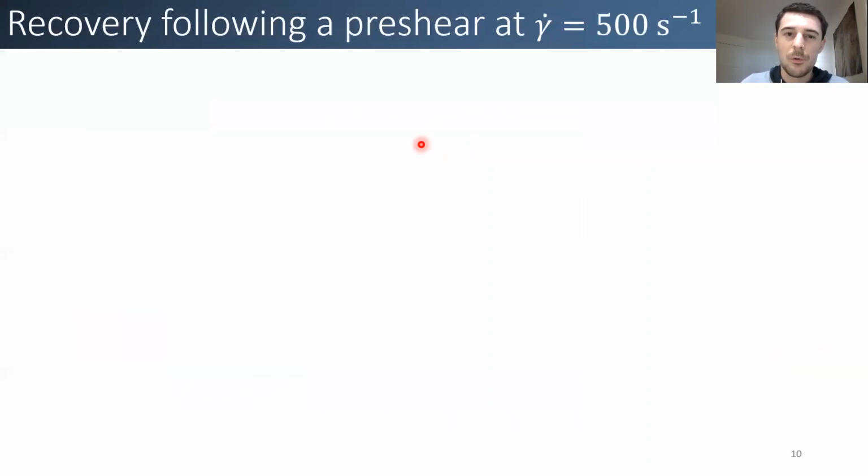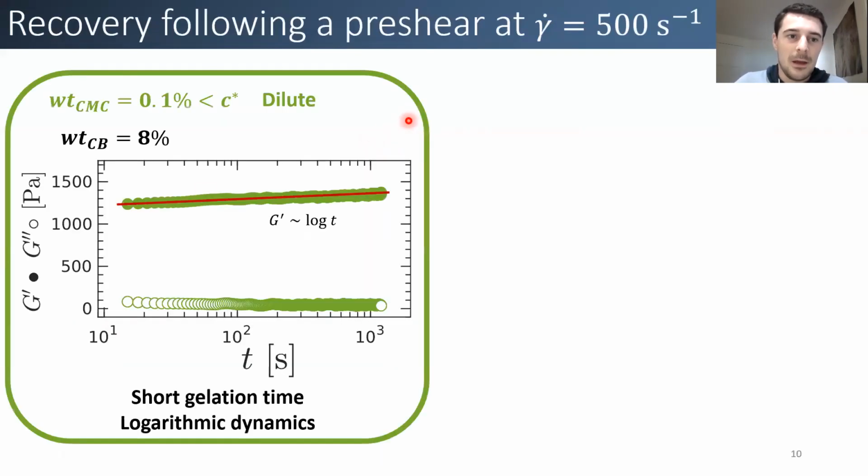The first feature that we want to look at is a recovery after a pre-shear at high shear rate. For example, we will take a look at the elastic and loss modulus as a function of time after this pre-shear. In the dilute regime, you observe that the gelation time is very short, and we cannot measure it here. And the scaling of the elasticity follows a logarithmic law.